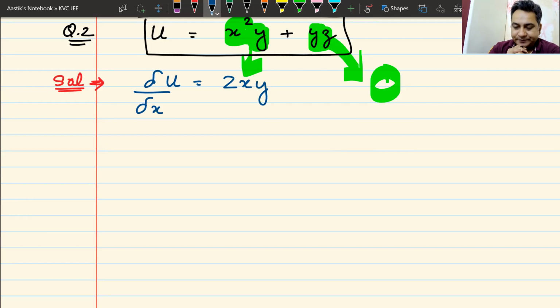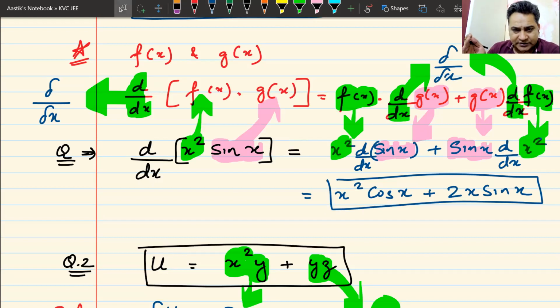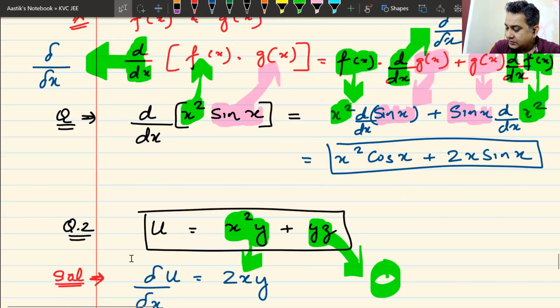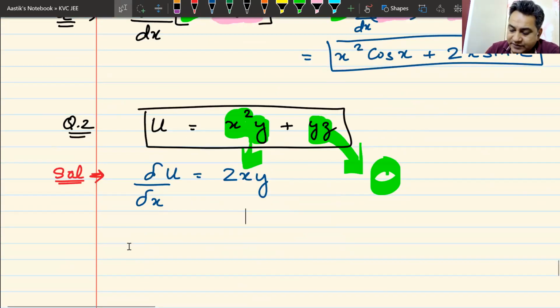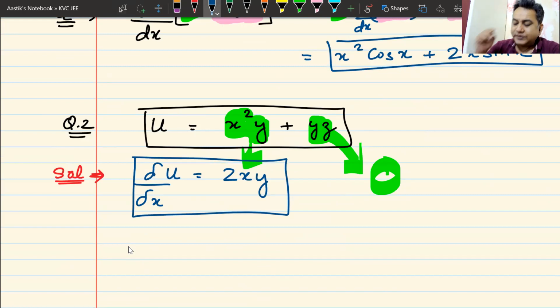I've just written the answer straight away. Partial derivative of yz with respect to x is 0, so that is out. I have to just find the partial derivative of x squared y. How have I calculated it? I have calculated it using the product formula. Partial derivative of the first function into the second function is zero, because the partial derivative of y is 0, so that goes away. Then the second function, which is y, multiplied by the partial derivative of x squared. Partial derivative of x squared is 2x. So my final answer becomes 2xy. That is the partial derivative of u with respect to x. Do we understand this? Can I have some raised hands? Do we understand this?